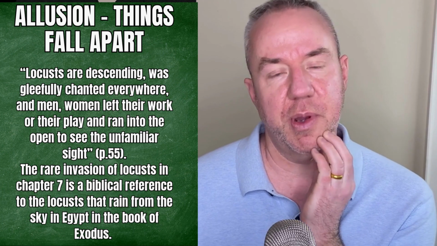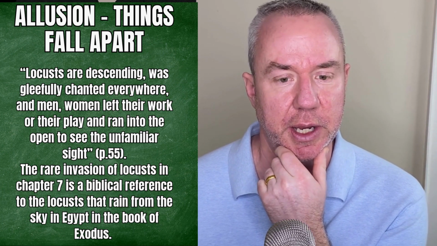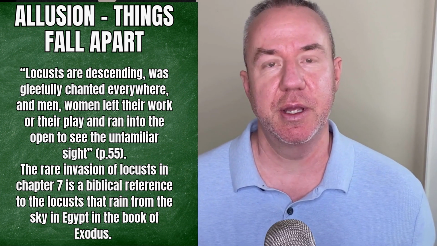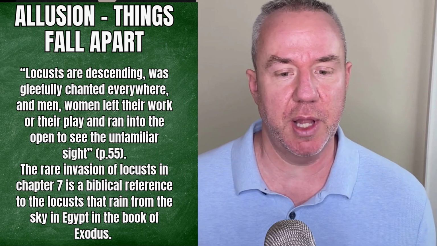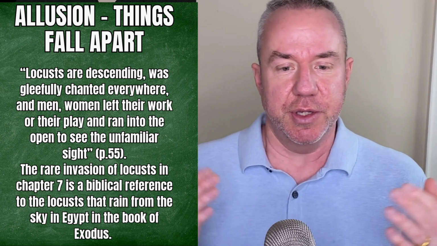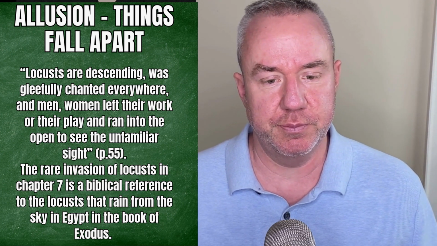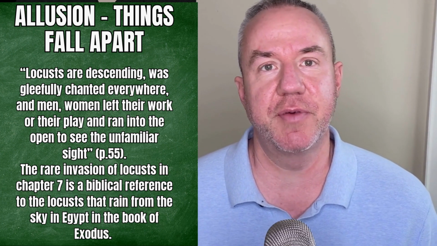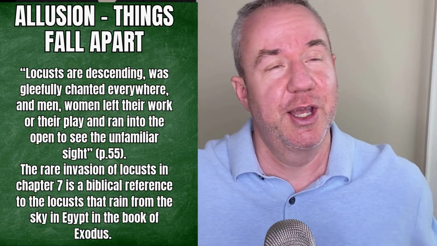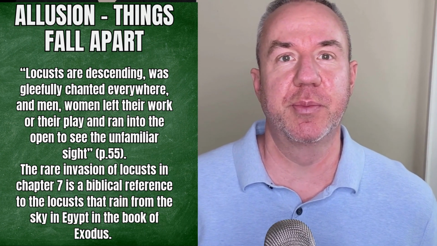We have the biblical allusion from Things Fall Apart. Here's the quote: "Locusts are descending," was gleefully, happily chanted everywhere, and men, women, and children were leaving their work and play, running into the open to see the unfamiliar sight. The strange natural occurrence in chapter 7 is a biblical reference to the plague of locusts that rain down upon Egypt in the book of Exodus.